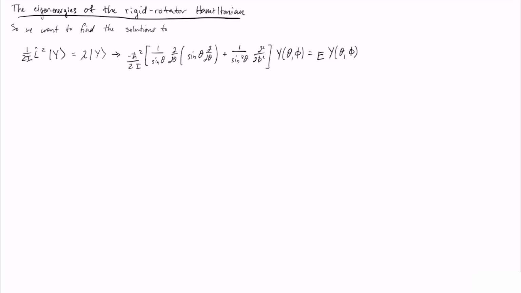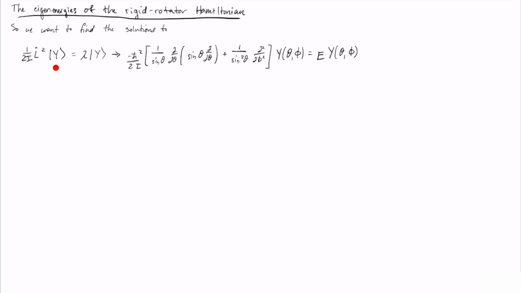Now let's talk about the rigid rotator Hamiltonian, and in particular, how to find the eigenenergies. So remember from our previous discussion, the operator that we're trying to find the eigenvalues of is the Hamiltonian here, which is 1 over 2I times the angular momentum operator squared. So 1 over 2I times L squared.